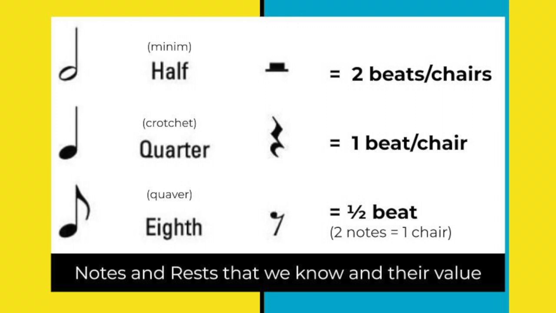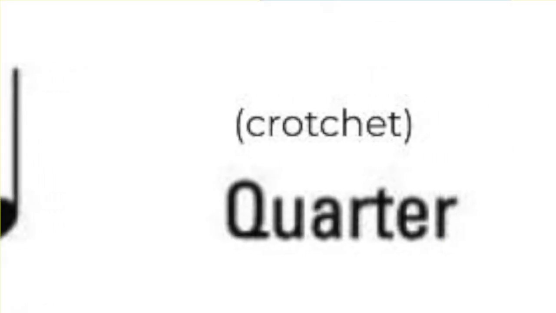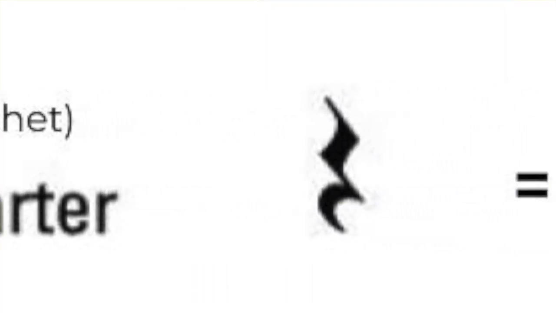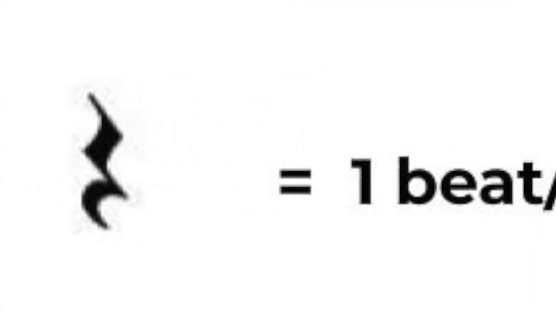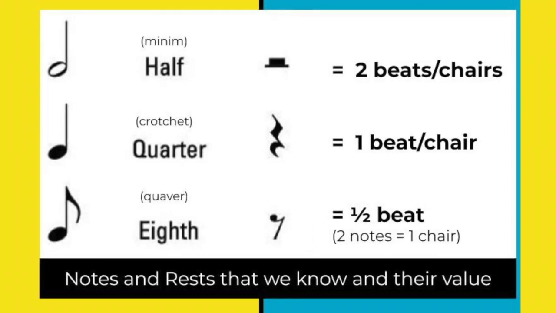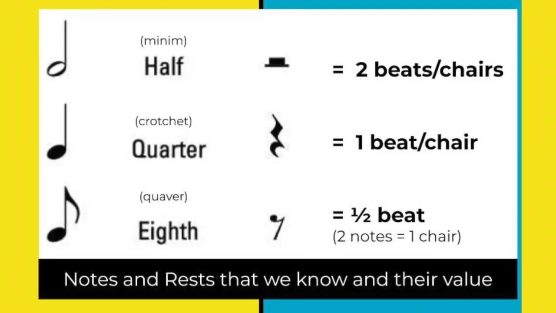Let's go with the second one. Our friend Miss Ta, also known as the quarter note or the crotchet. Its rest is the squiggly one that looks a little bit like a lightning bolt. This note is worth 1 beat, and it would take up 1 chair, or nobody on that chair, as we remember for the rests. But it's very important that it still gets its time.